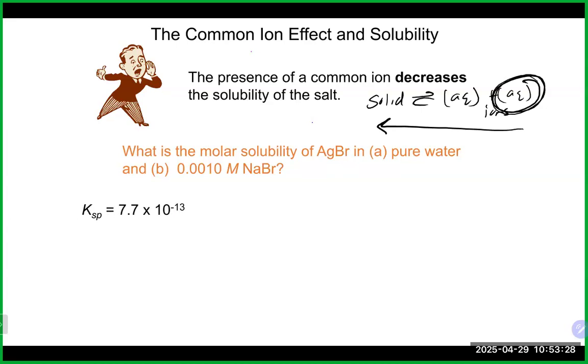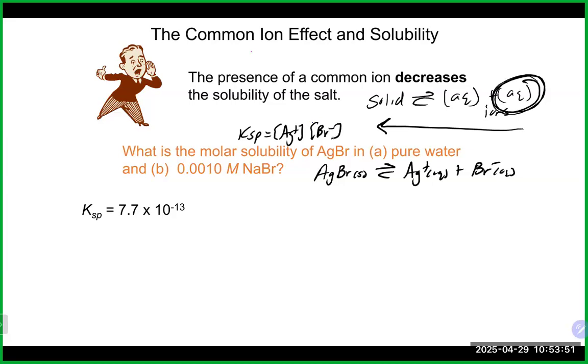So if we take a look at silver bromide, for example, in pure water, we take our silver bromide and break it apart into our silver ion and our bromide ion here. And again, we could write our KSP, which would be in this case our silver times our bromide, and that's going to equal 7.7 times 10 to the minus 13. Now, if we run through our ice table here, we have 0 and 0, our change plus S, at equilibrium, S and S.